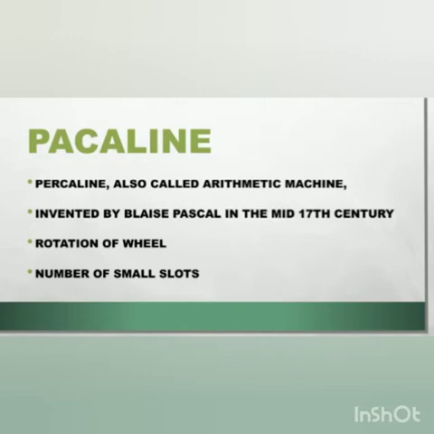Next, Pascaline. Pascaline is also known as arithmetic machine. It was invented by Blaise Pascal in 17th century. It consisted of rotation of wheel. Rotation of wheel moves the number. The more rotation, the more circles of rotation, the number changes. So the rotation of the wheel was used to calculate numbers.